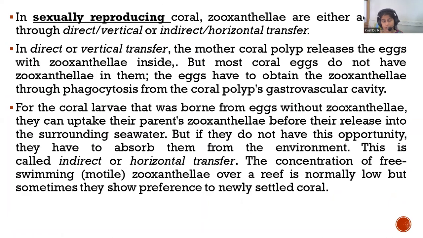So let us speak about the sexual reproduction of coral reefs. It is this that we are mainly focusing on to show the dependency between each other. The reproduction happens by direct transfer or vertical transfer, and indirect transfer or horizontal transfer, respectively.